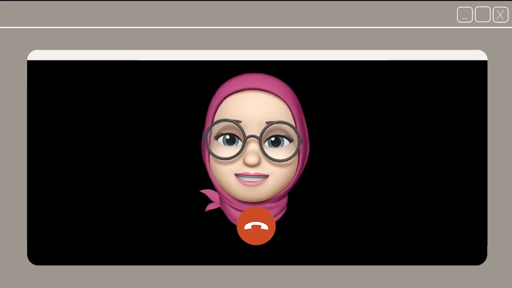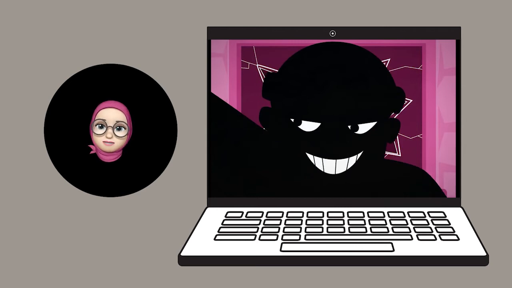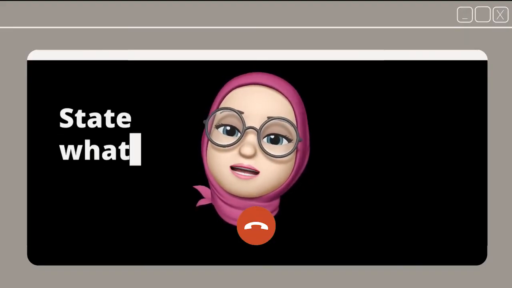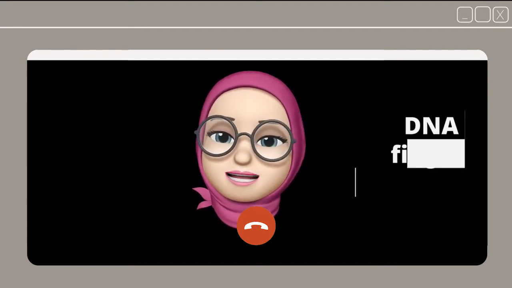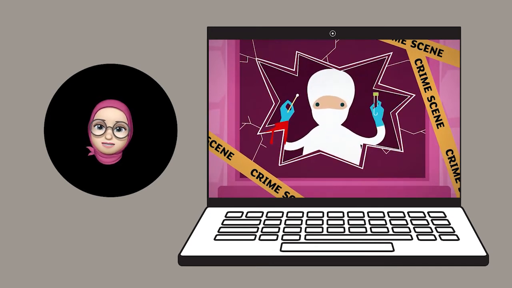So, here is our case. Someone broke into Jenny's house last week. The police can identify the suspect from blood found at the scene. How can they do that? To understand this, we need to state what is meant by DNA fingerprinting and describe some uses of DNA fingerprinting. The burglar smashed a window, leaving blood on the broken glass.